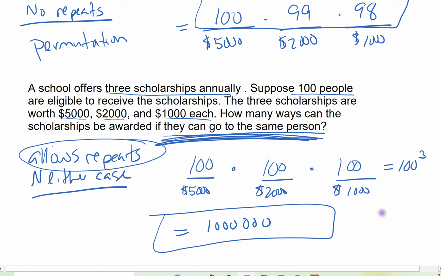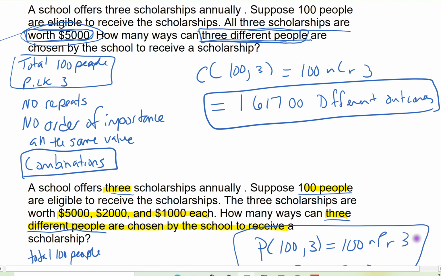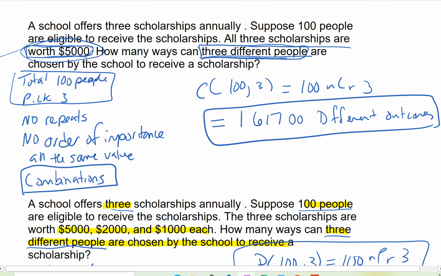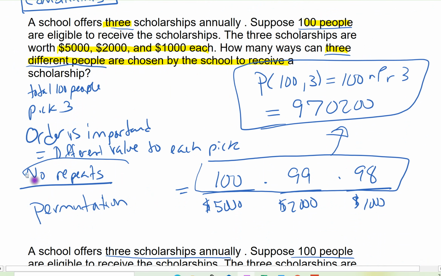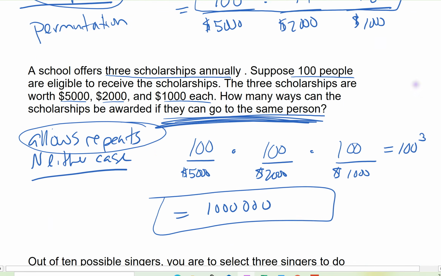And so, like I said, these 3 examples are a good way to distinguish between them. In the combination, the value's the same. It doesn't matter if you're first, second, third, or fifth. In the permutation, no repeats, value's different, order's important. In the last one, still value's different, but we're allowed repeats. So again, 100 people for each one.